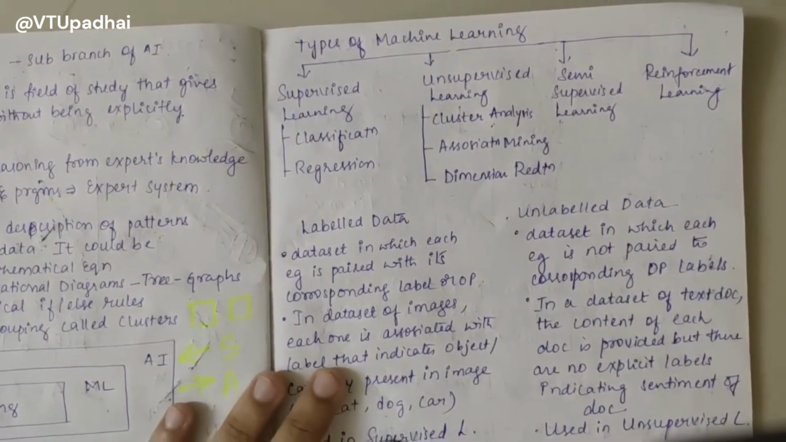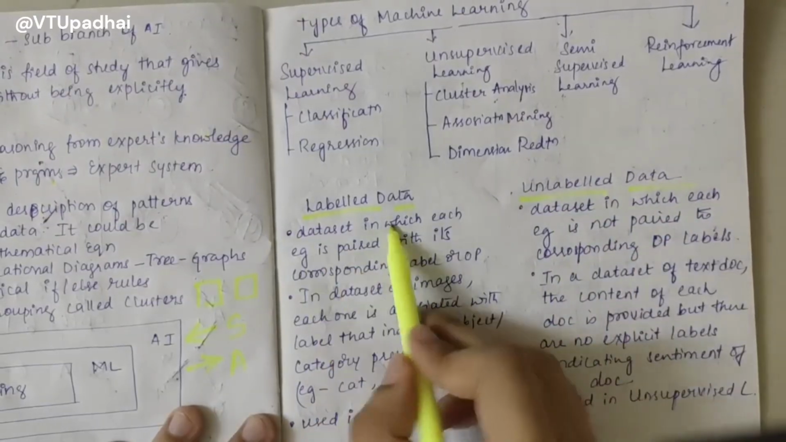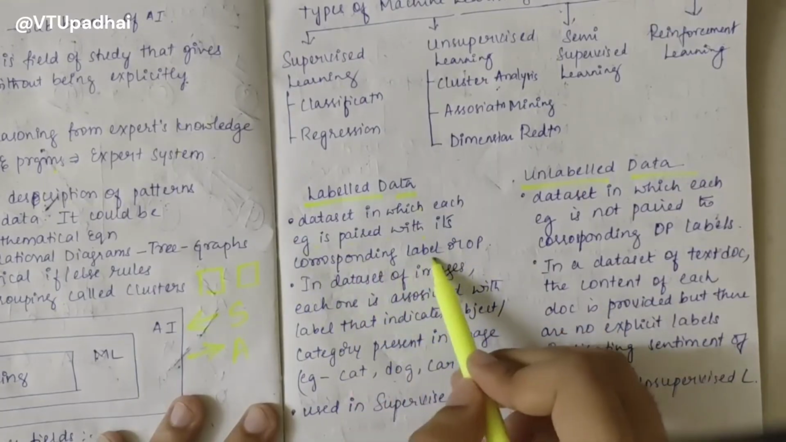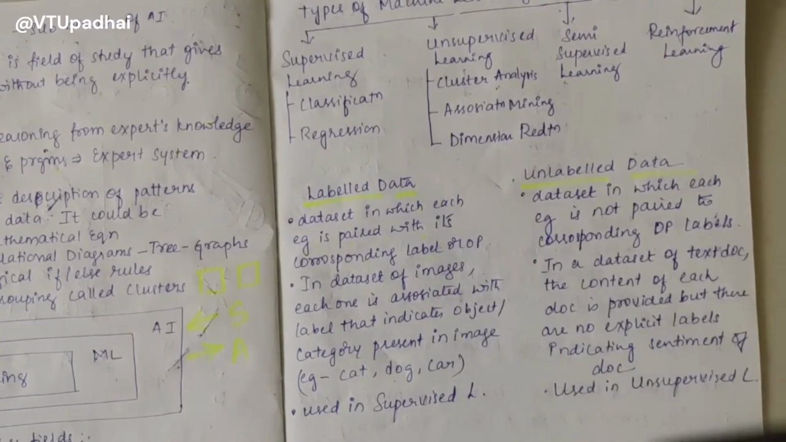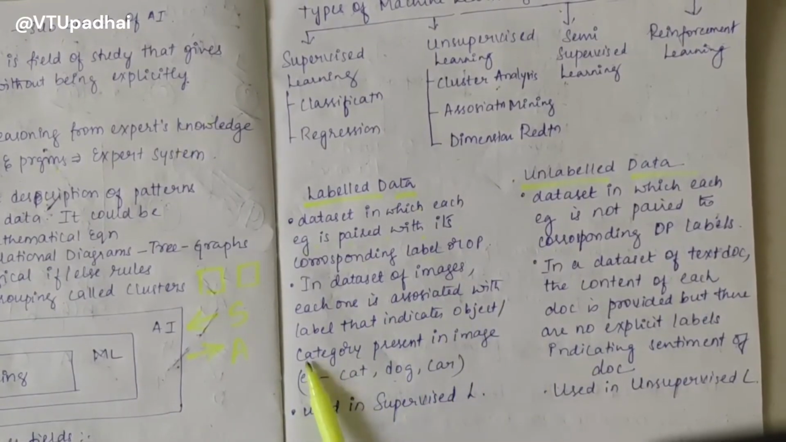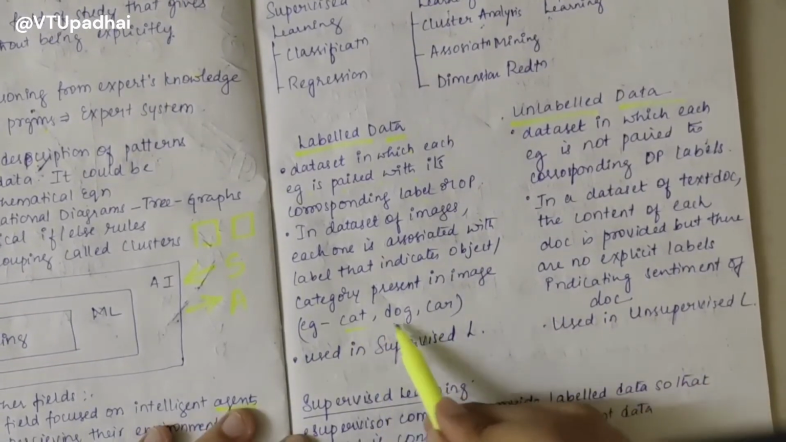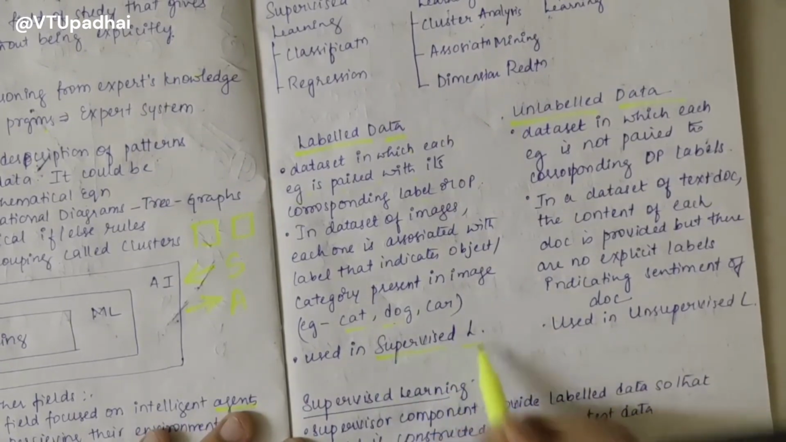Now we'll look into the types of ML. First, labeled data and unlabeled data. Labeled data is a data set in which each example is paired with a corresponding label or output. Whatever the input, the data is defined or labeled properly. In a data set of images, each one is associated with a label that indicates an object or category present in the image. So out of 1000 images, we can classify them as cat, dog and car. That is how you label the data. It is used in supervised learning.